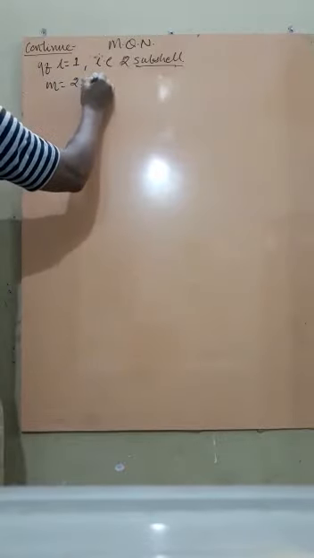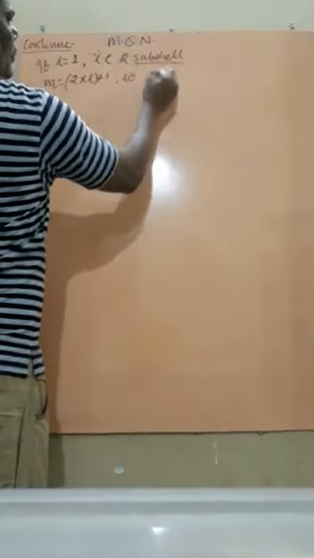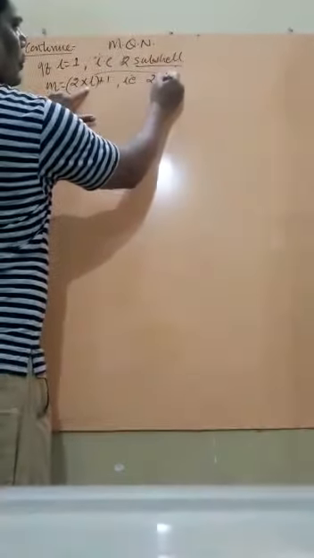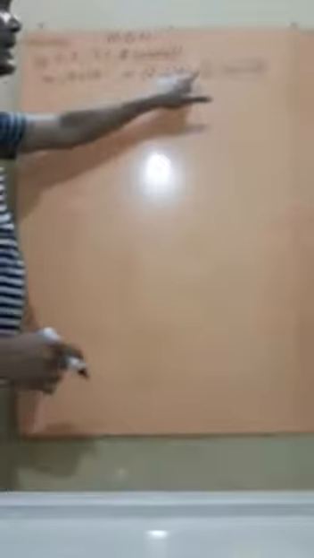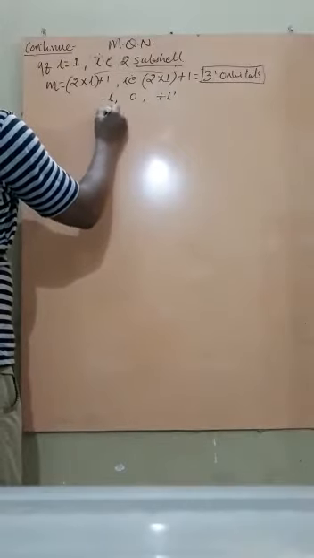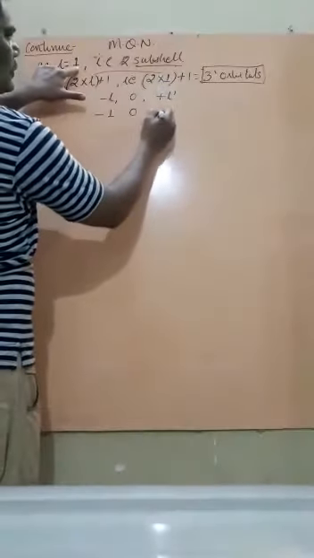So the number of orbitals is 2 into L plus 1. Now place the value of L, which is 1: 2 into 1 plus 1 is equal to 3 orbitals. That is the second subshell. Total number of orbitals: 3. Now how are they distributed? Oriented as minus L, 0 and plus L. So now place the value of L: this is minus 1, this is 0, and this is plus 1.